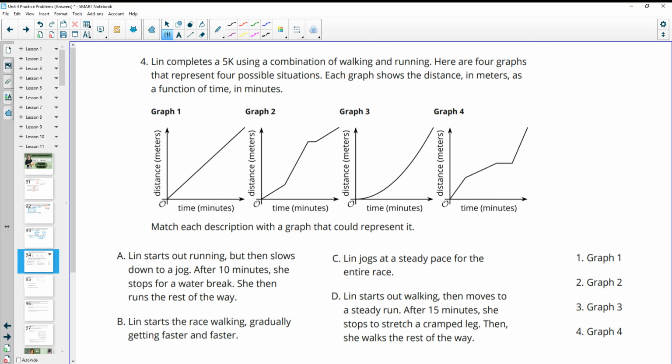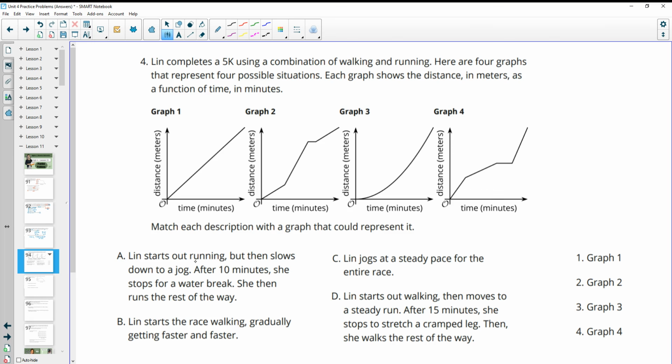Number 4, Lynn completes a 5K using a combination of walking and running. Here are 4 graphs that represent 4 possible situations. Each graph shows the distance in meters as a function of time. Match the description with the graph.